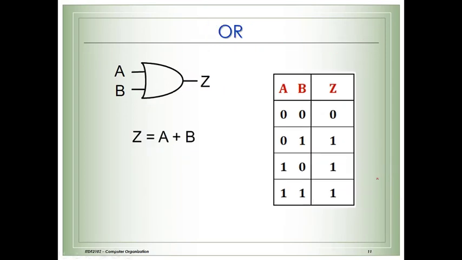Now let's discuss the OR gate. This is the graphical representation of the OR gate. This is the algebraic function, and the OR operation says that if at least one value is true, or both values are true, then only we will get the result 1. If all the values are 0, then only we will get the result 0. So here all the values are 0, the result is 0. One value is true, the result is true. One value is true, the result is true. All the values are true, the result is true. So this is the truth table for OR.